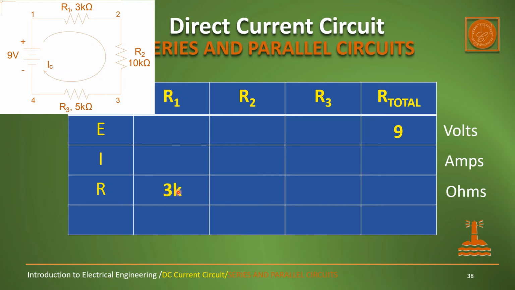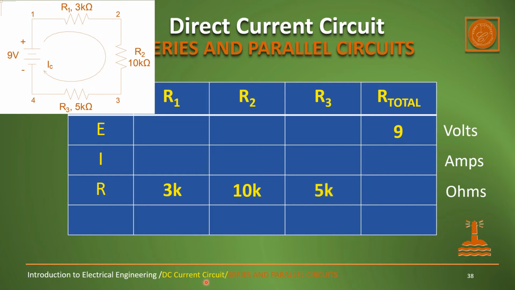The same way, we can find R2 is 10 kilo ohm, so we can fill this cell with 10 kilo ohm. And the same for R3, which has 5 kilo ohm, so we can fill this cell with 5 kilo ohm.